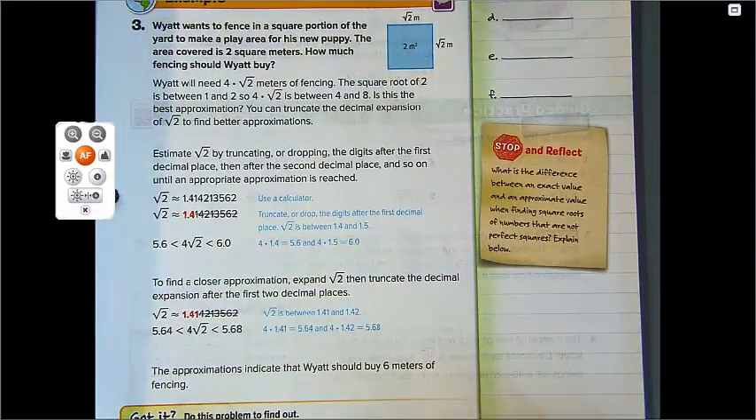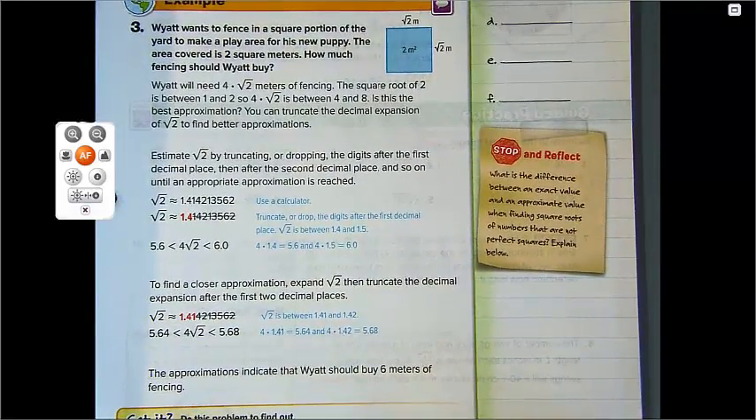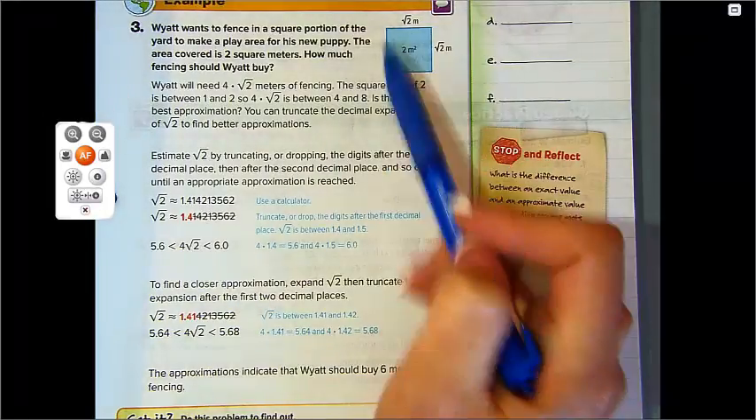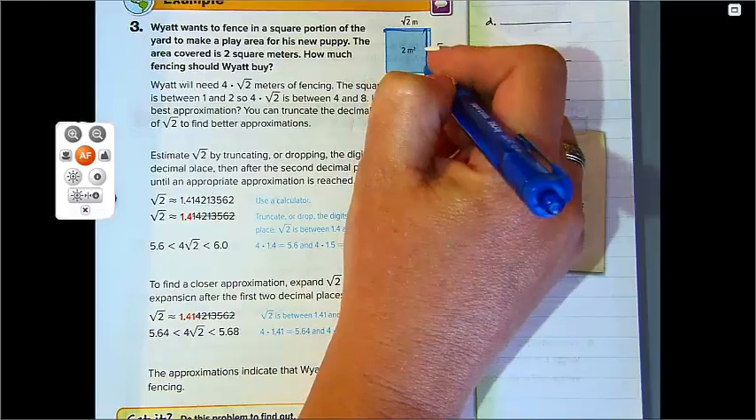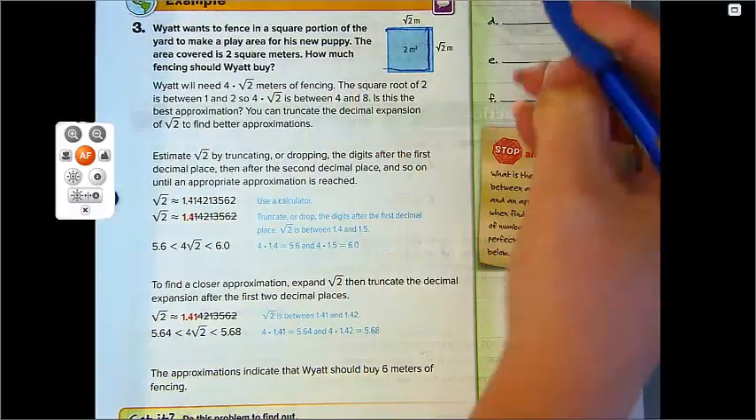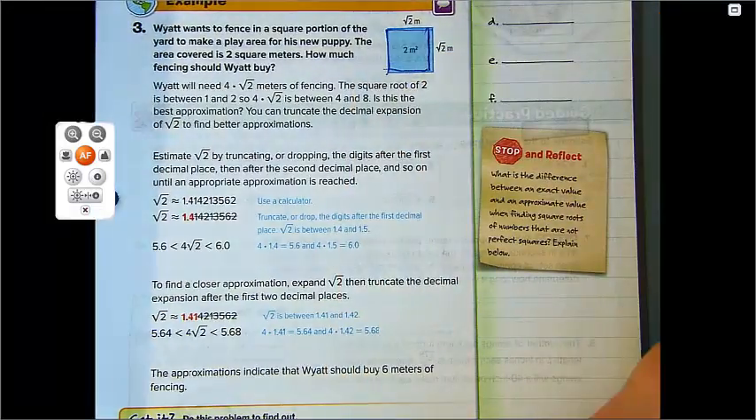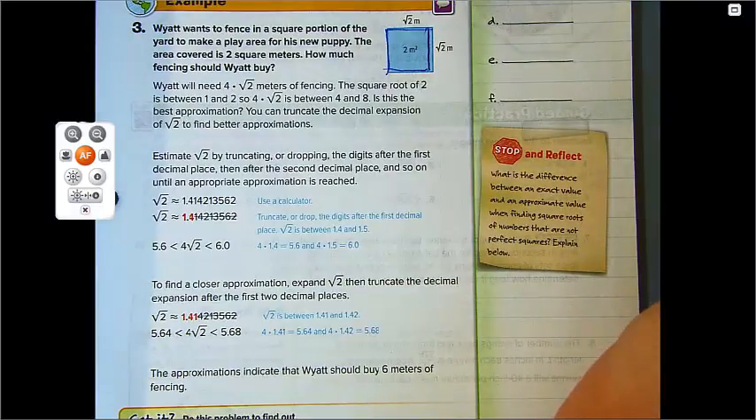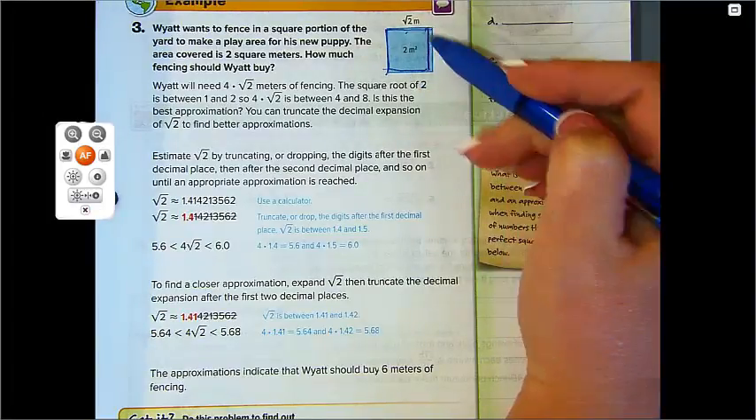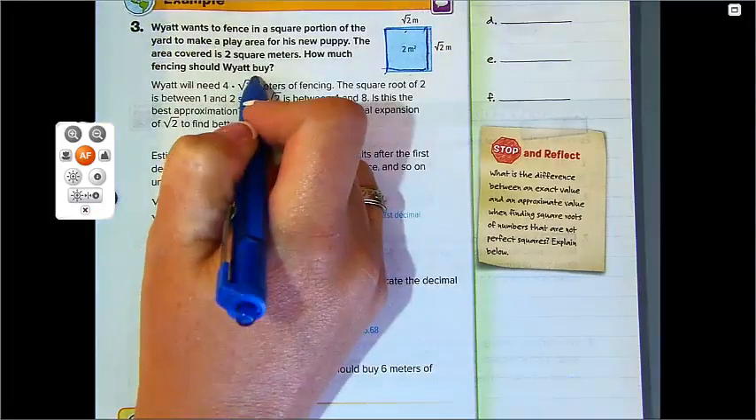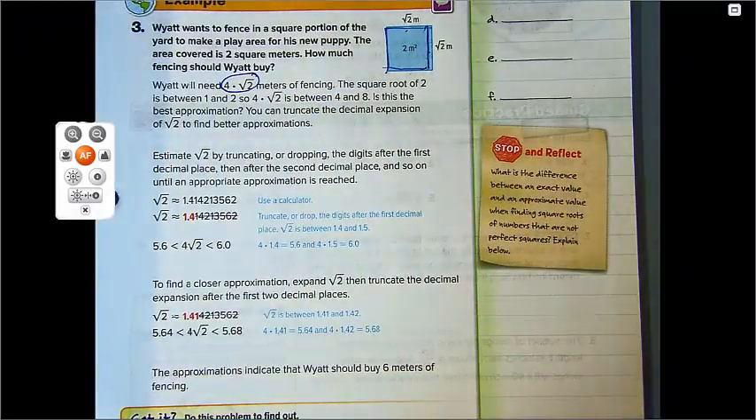Example 3. This is when we're going to apply our information. He wants to buy a fence, so he's finding the perimeter. So I have radical 2 plus radical 2 plus radical 2 plus radical 2, because there's 4 sides to this dog pen that he's going to make. And he needs to know about how much he's going to have to buy. Well, how many sides of radical 2 do I have? I have 1, 2, 3, 4. So that's where I get 4 sides of radical 2. Okay? And I want to know how much I need to buy.